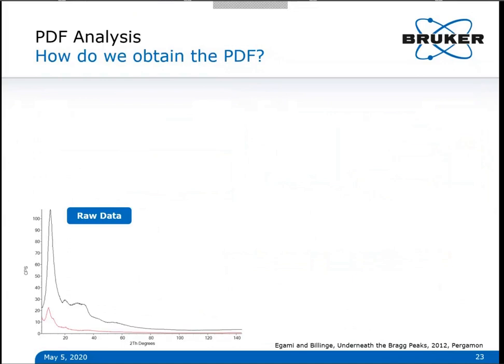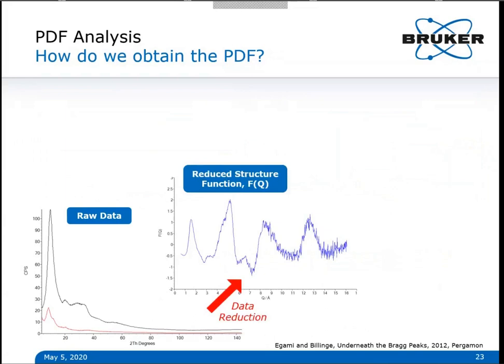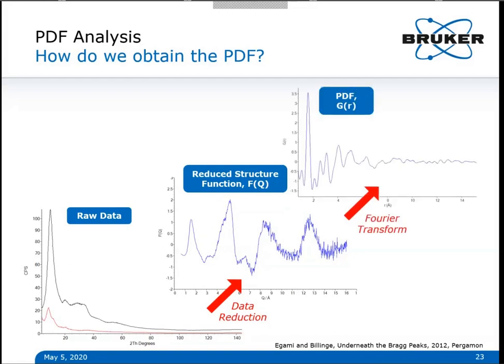Once the raw data has been collected, the next step is to obtain the PDF from the raw data. The first step is a data reduction, where the goal is to extract solely the coherent scattering, which contains the structural information. In the resulting reduced structure function, F of Q, the high Q region gets emphasized and the diffuse scattering features become very apparent. Now it becomes clear why a variable counting time strategy is so important. And then the final step is the inverse Fourier transform, which gives us the final PDF.